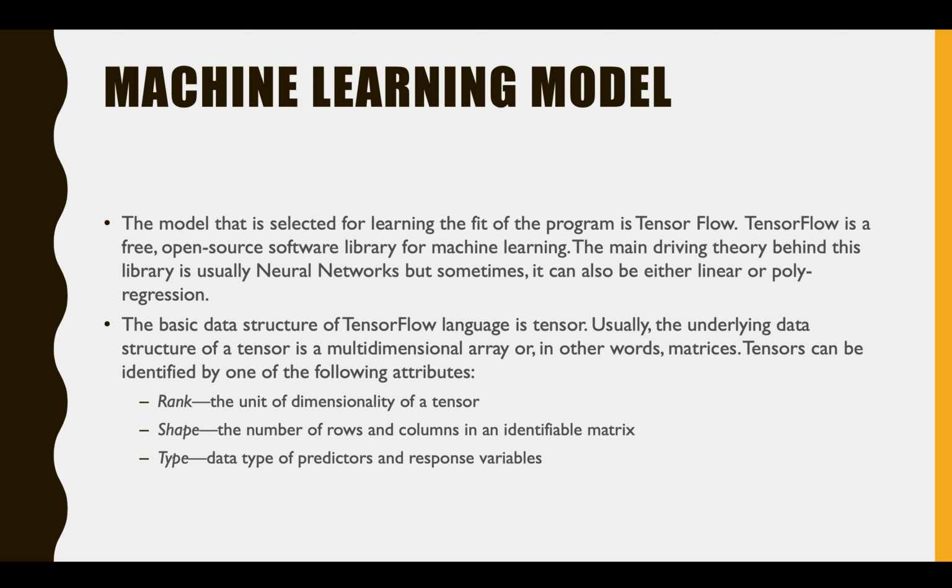The basic data structure of TensorFlow is the tensor. Usually, the underlying data structure of a tensor is a multi-dimensional array, or in other words, matrices. A tensor can be identified by the following attributes: the rank, which is the unit of dimensionality of a tensor; the shape, which is the number of rows and columns in an identifiable matrix; and the type, which is the data type of predictors and response variables.